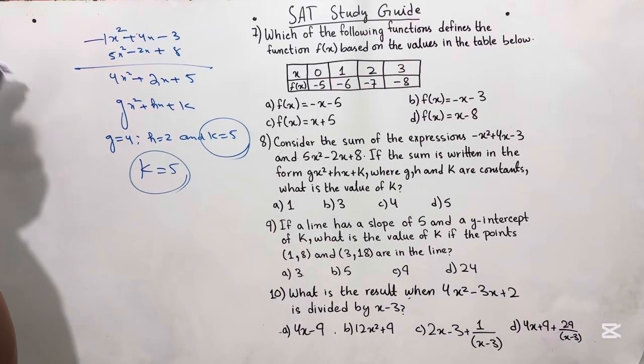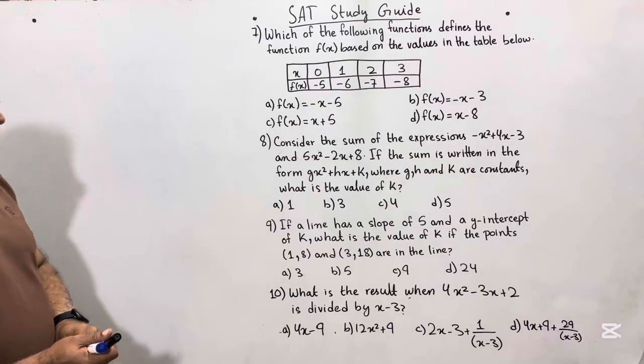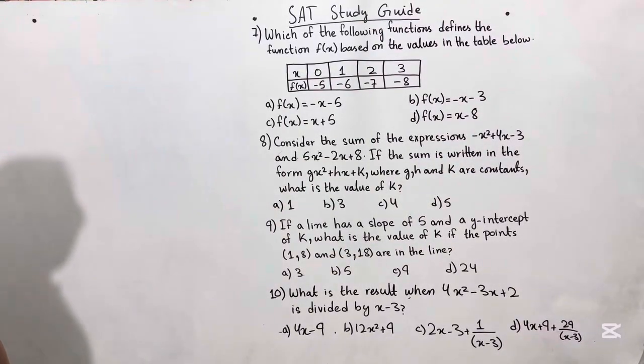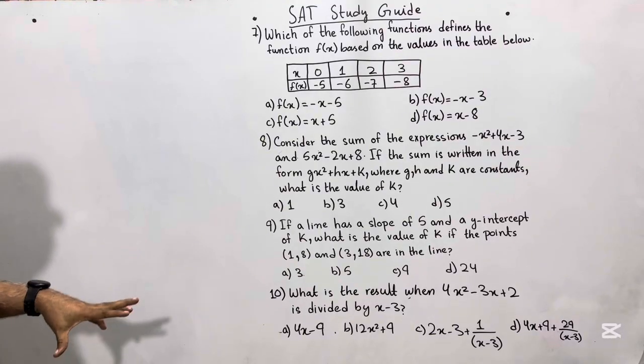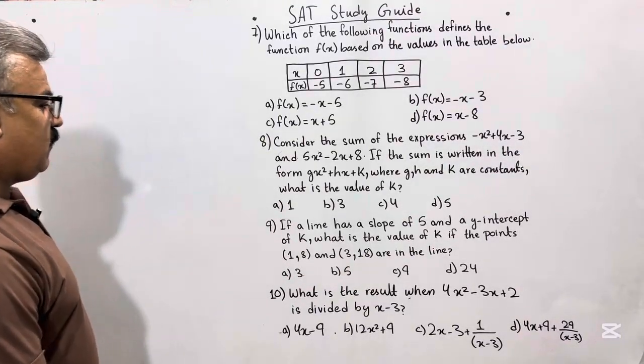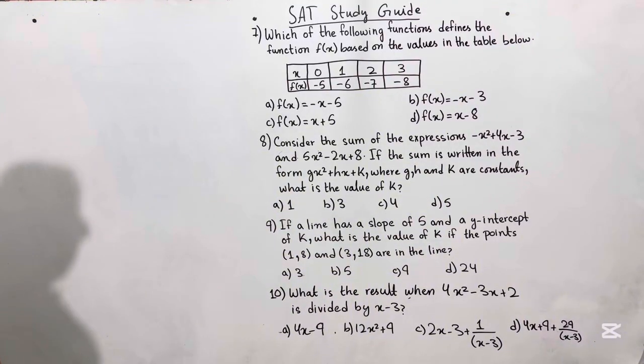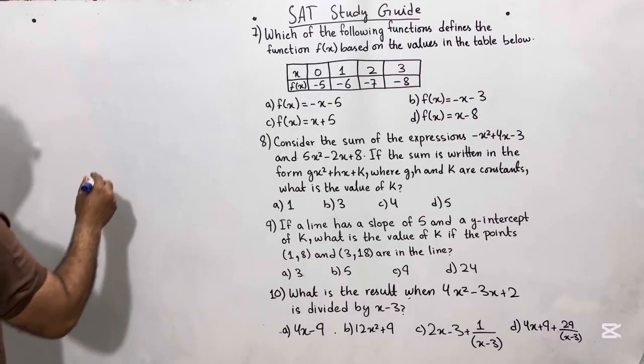Moving towards the next question, we have: if a line has a slope of 5 and y-intercept of k, what is the value of k if the points 1, 8 and 3, 8 are on the line? A really very cool concept.